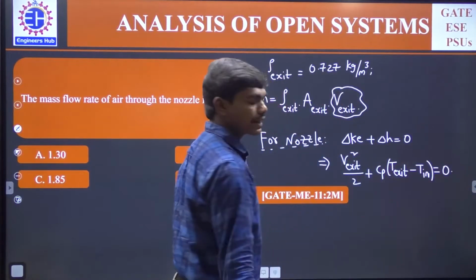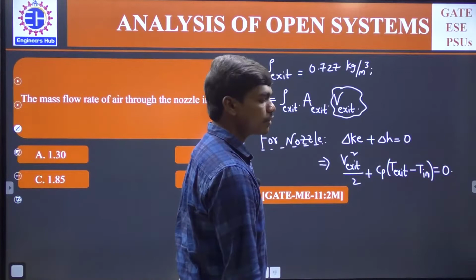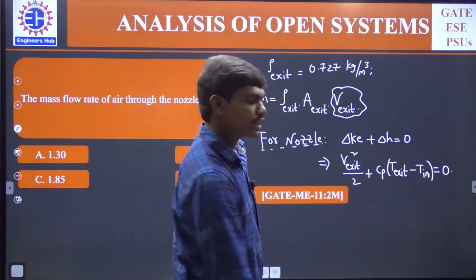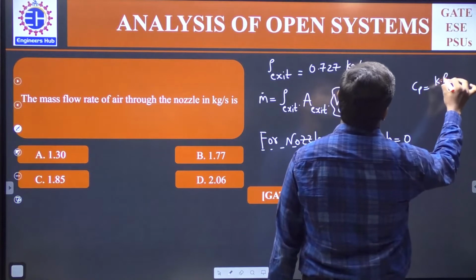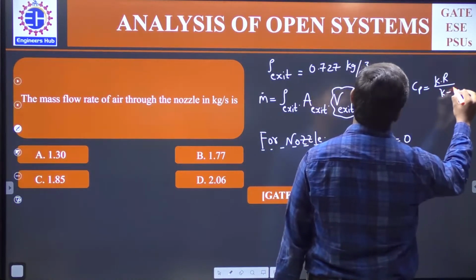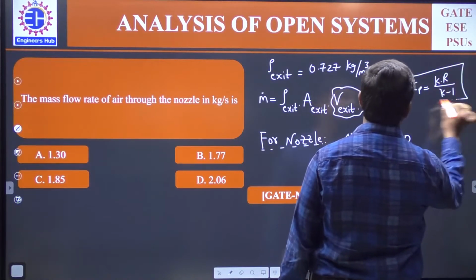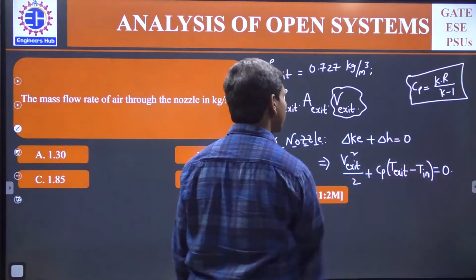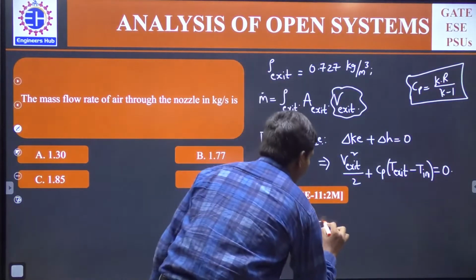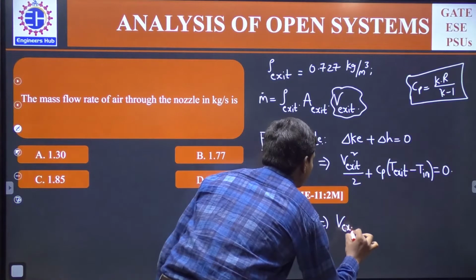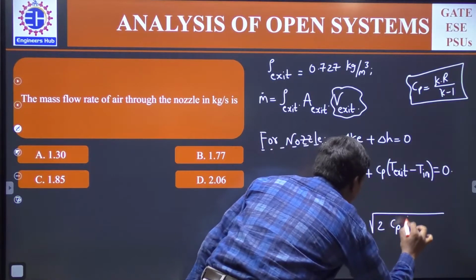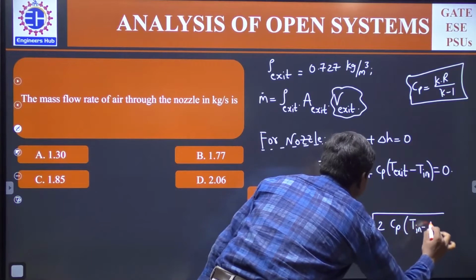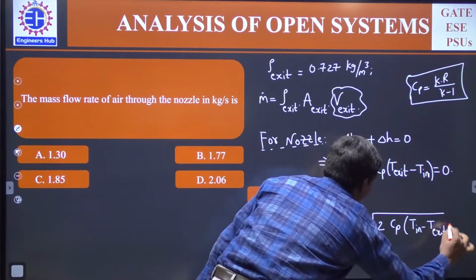And R and K values are given, so you can calculate Cp, because Cp is equal to K into R by K minus 1. We gave this expression. So K is given, R is given, you can calculate the values, where K is Cp by Cv. So V exit is equal to the square root of 2 Cp into (T inlet minus T exit).